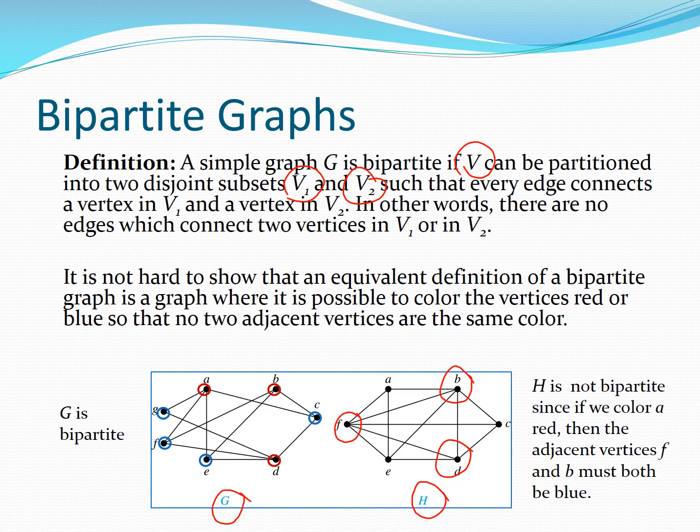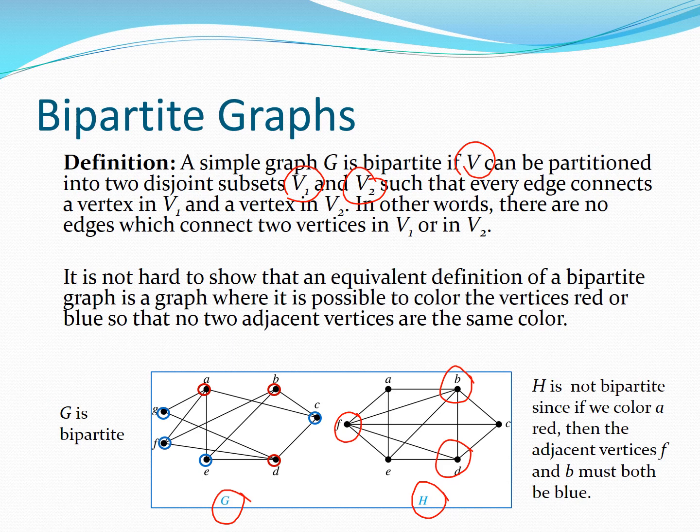That means within the same set there is an edge, which there should not be. So you cannot split up the vertices in the graph H into two distinct sets such that the edges only exist from set V1 to set V2, and there should be no edges within the vertices in the set V1, or within the vertices in the set V2.